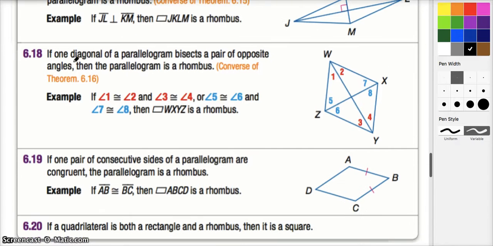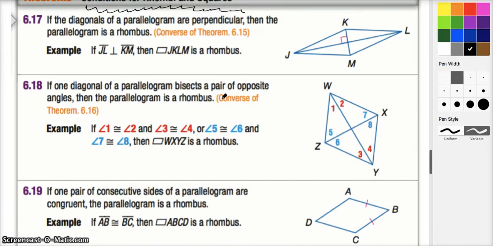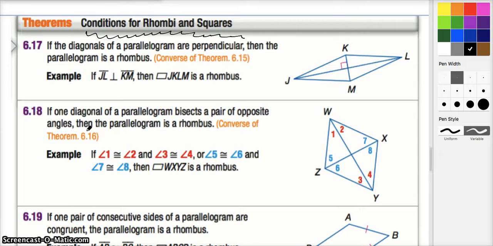Let's look at this next one. If one diagonal of a parallelogram, only one, mind you, if you have this parallelogram and one diagonal happens to bisect the opposite angles, then that parallelogram is a rhombus. And they're telling us this is the converse of the previous one. Remember, converse is when you switch the hypothesis and conclusion. So we're kind of switching them around and saying, if you have this, then you've got this.